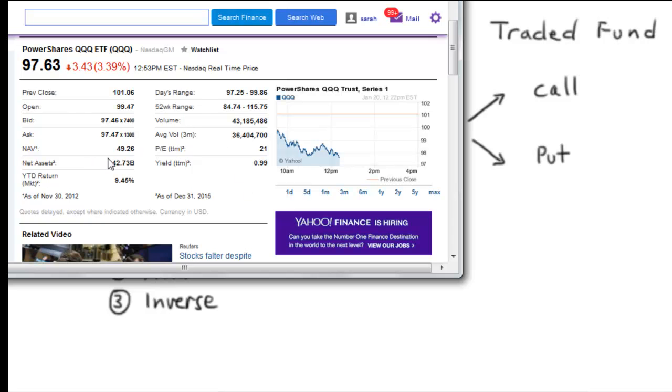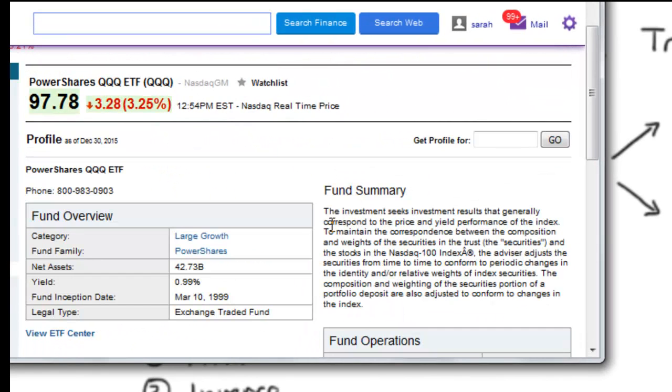Let's look at the profile, the fund description for this. So you can see the fund summary. The investment seeks investment results that generally correspond to the price and yield performance of the index. What's the index? Well, it's the NASDAQ 100 index. That's what this is trying to mirror. So you can see it's down 3.2%.